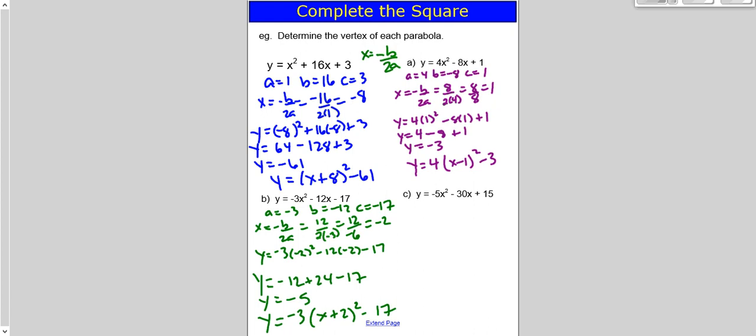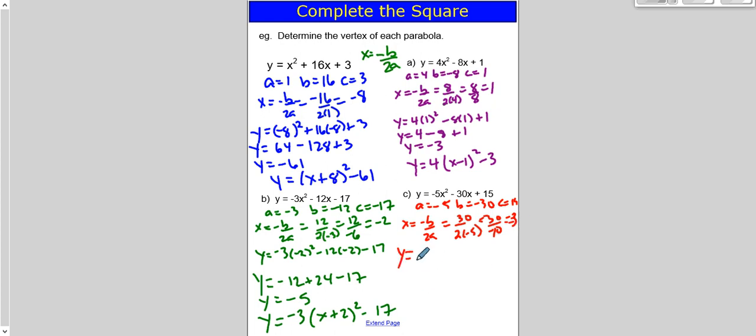And last, here we go. So let's say A is negative 5, B is negative 30, and C is 15. X is equal to negative B over 2A, which is going to give a positive 30 over 2 times negative 5. So a positive 30 over a negative 10, which is going to be a negative 3.